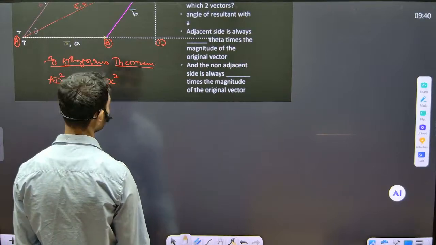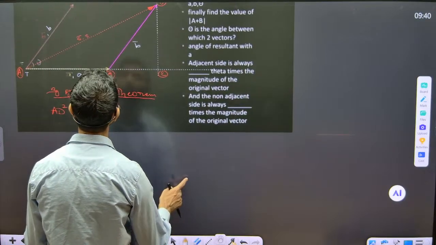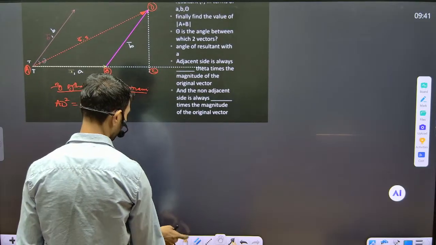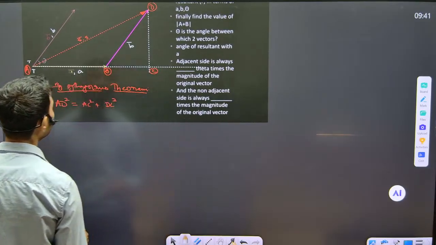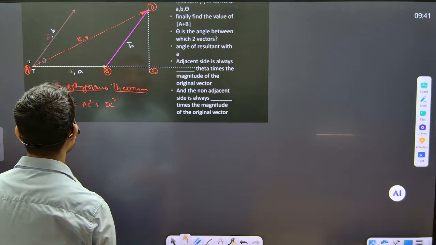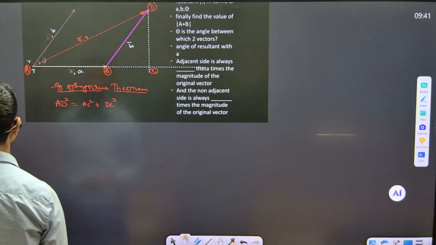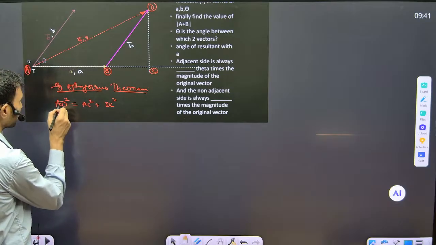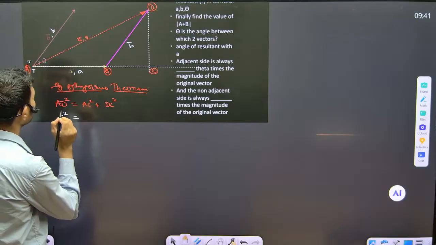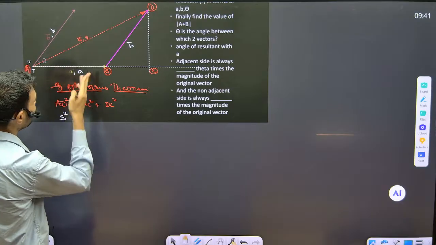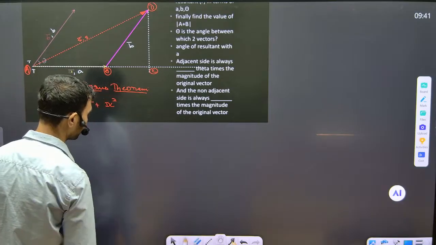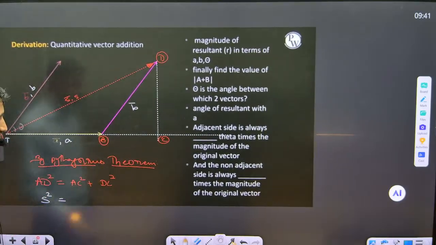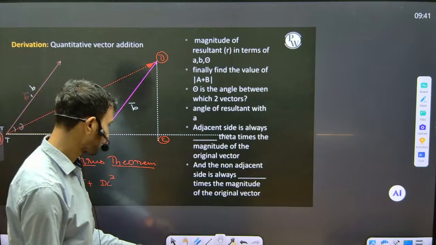Let's put the values. So what can AD be written as? AD can be written as S square. I mean AD is S. How much is AC? AC is B. Okay, AC is interesting. We have to find AC. Let's find AC. How do we find AC? We need AC and DC, right? Let's settle that first.